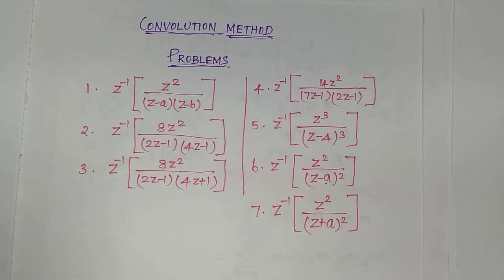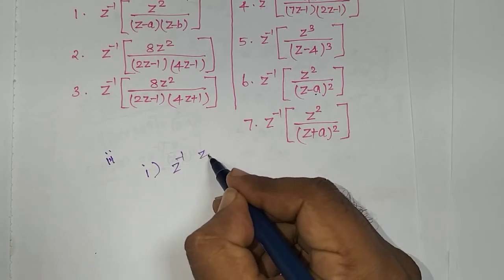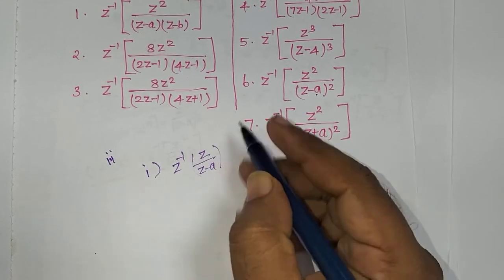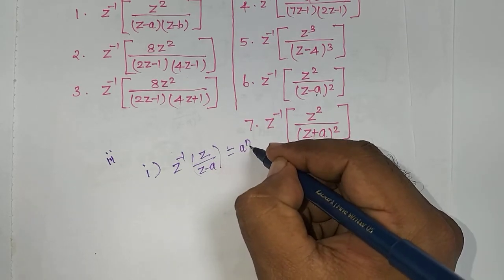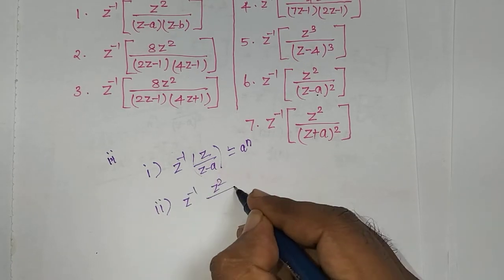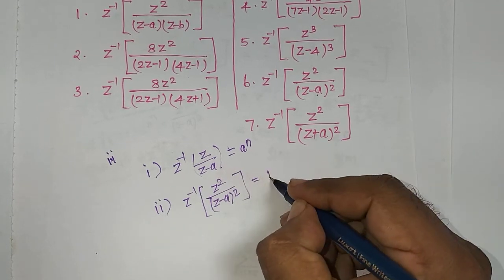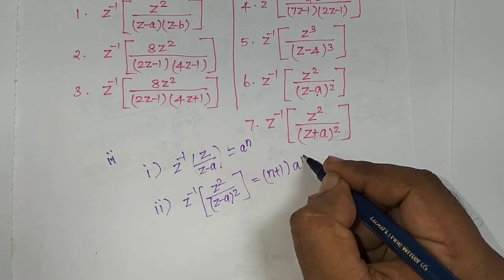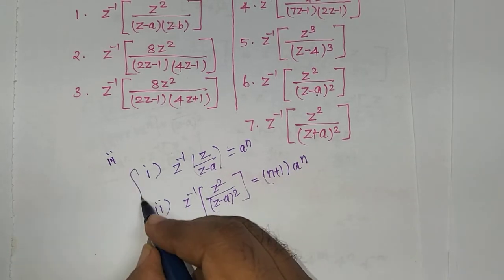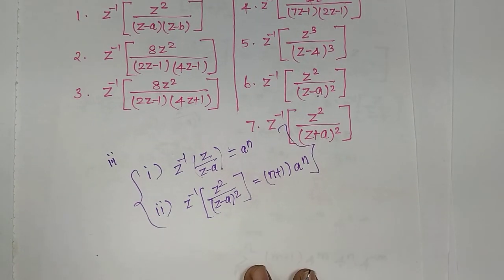So maximum here we are using 2 formulas. One is z inverse of z divided by z minus a equal to a power n. And another formula, z inverse of z square divided by z minus a whole square is equal to n plus 1 into a power n. If you know these two formulas, now we can definitely attend one 8 mark question in this section.